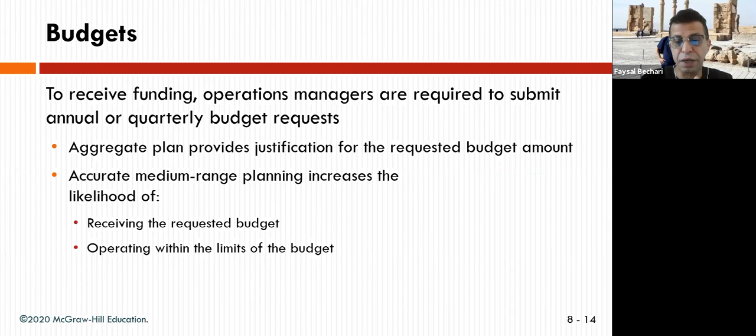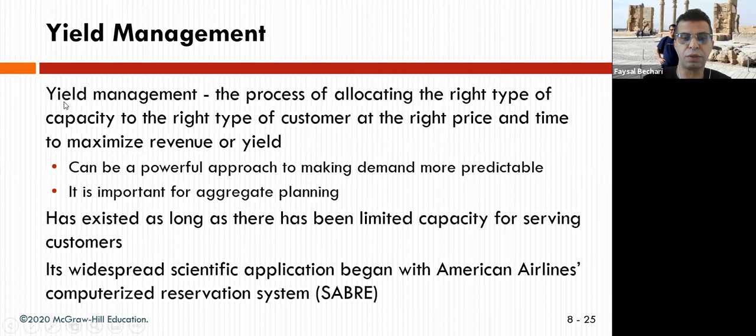Accurate medium range planning increases the likelihood of receiving the requested budget and operating within the limits of the budget. So if you're very accurate, definitely through the history, you will build enough credit with the finance department and with the management, and you will get your budget exactly, and it will also help you to plan and spend according to your budget.